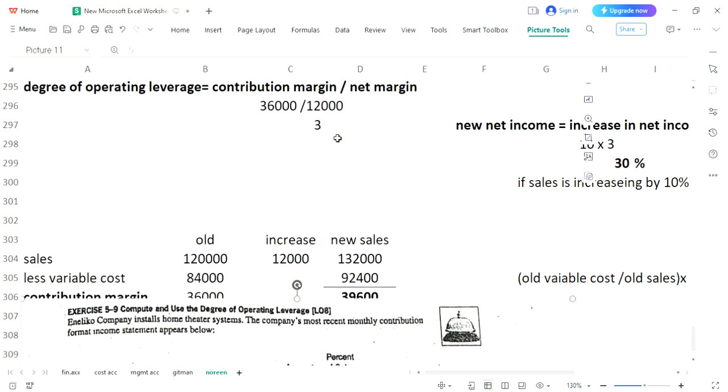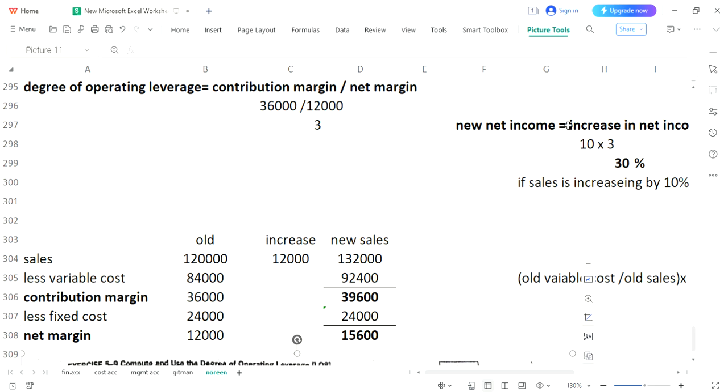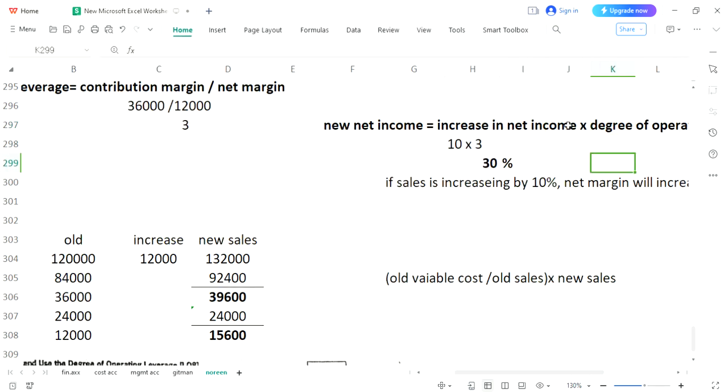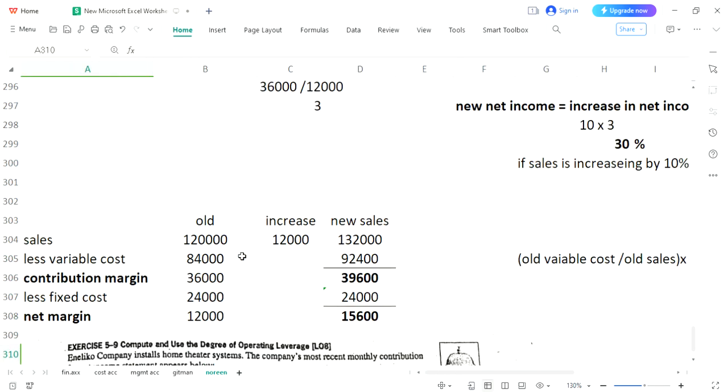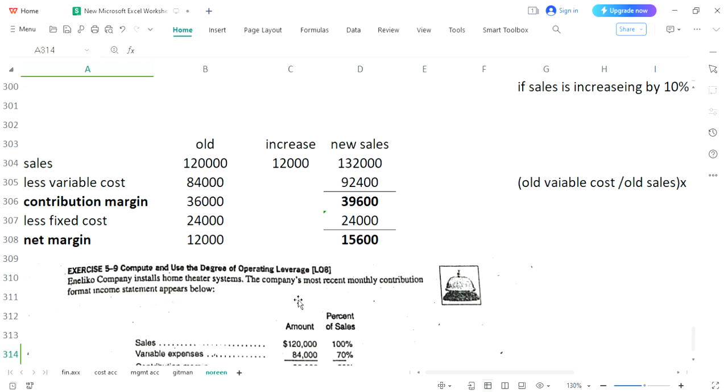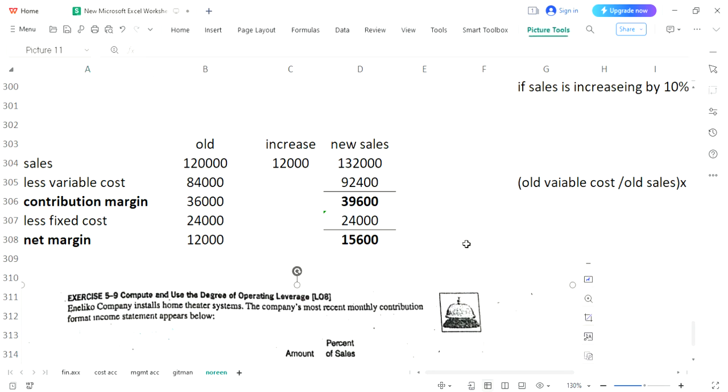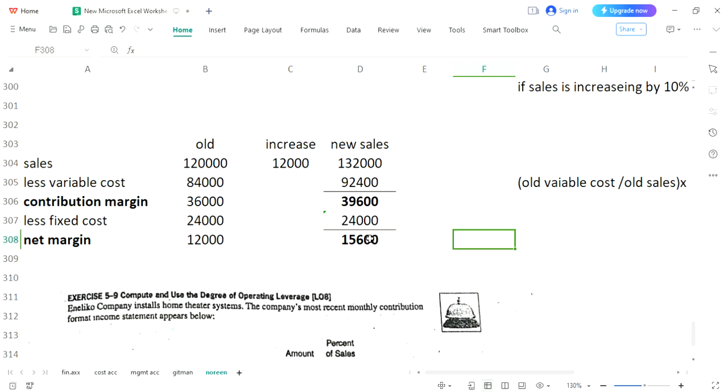And with the help of this degree of operating leverage, you have claimed that the degree of operating leverage was 3 and your profit would be increased by 30%. This was our claim and we practically have calculated both income statements, old and new. Have you understood? Now will we prove it? The increase in net income is 30%.